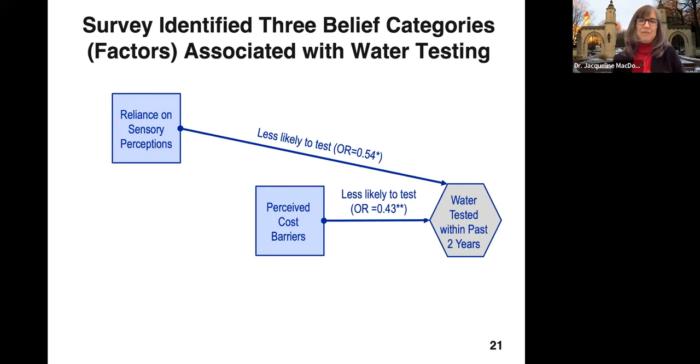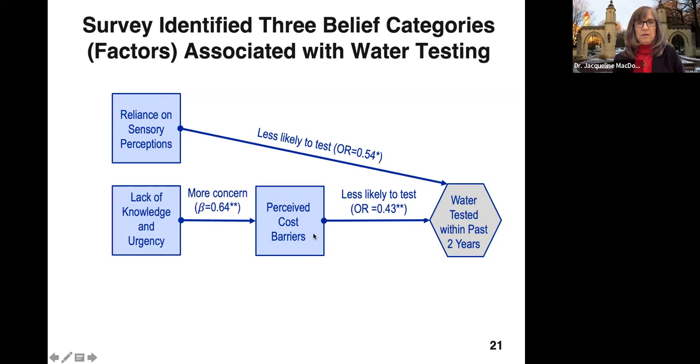Another barrier that again was consistent with what we saw in our semi-structured interviews was concerns about cost, whether cost of water testing itself or cost of treatment. So people who were more concerned about cost, for every unit increase in concern about costs, these folks were much less likely to test, almost 60% less likely to test than those who were less concerned about costs.